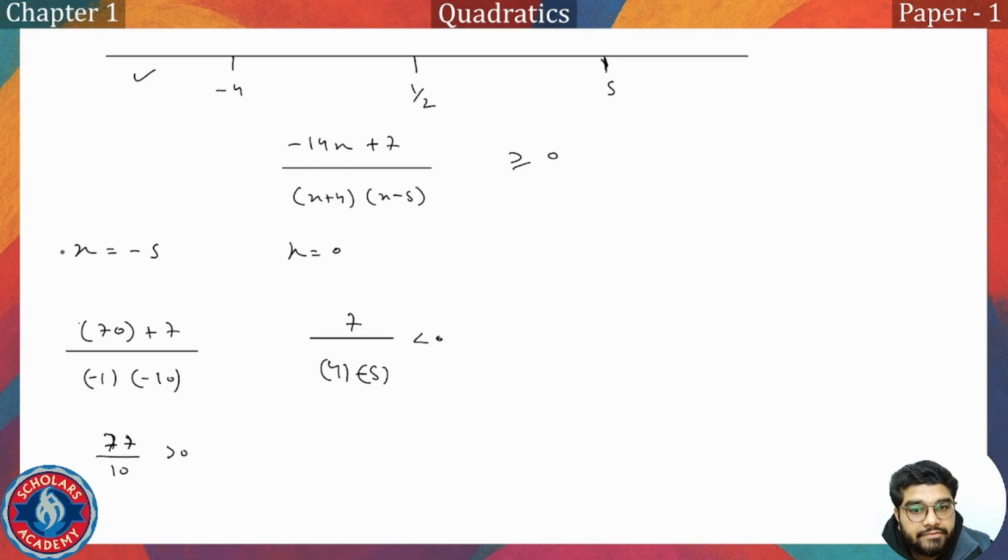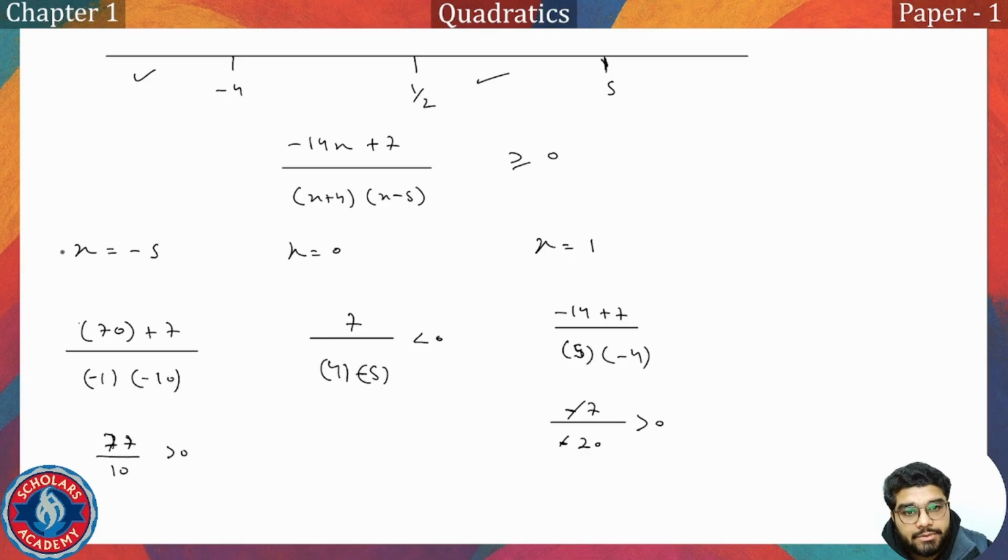Third interval, if we take x is equal to 1. If I substitute that, negative 14 plus 7 divided by, sorry, 4 plus 1, it is 5, and 1 minus 5, negative 4. If we check, we get negative 7 divided by negative 20. Negative negative gets cancelled out. It is greater than 0. Yes, we'll take this interval.